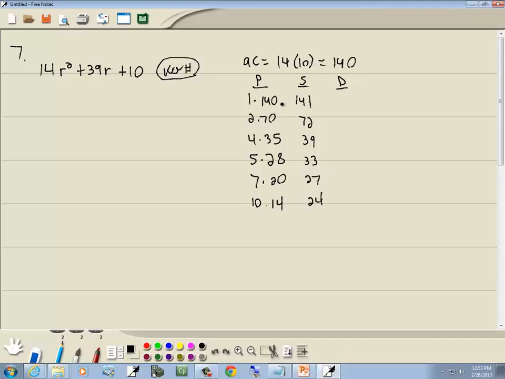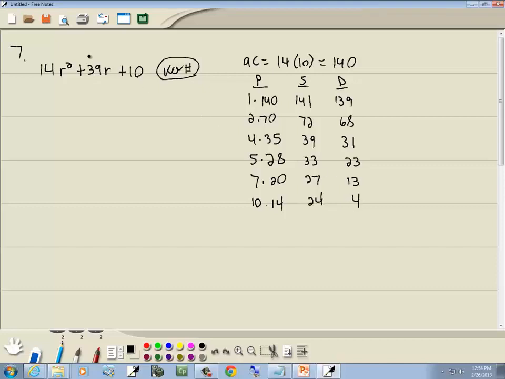Subtract them. Smaller from larger. 140 minus 1 is 139. 70 minus 2 is 68. 35 minus 4 is 31. 28 minus 5 is 23. 20 minus 7 is 13. And 14 minus 10 is 4.